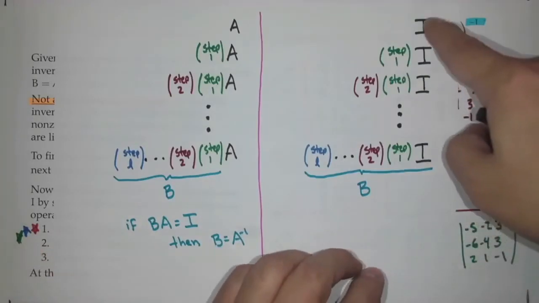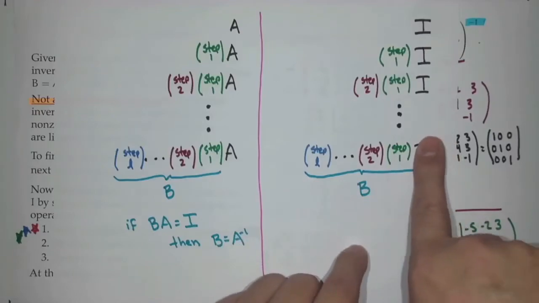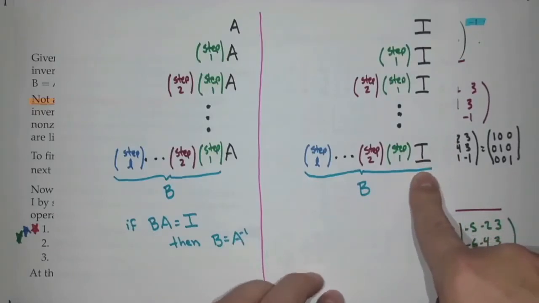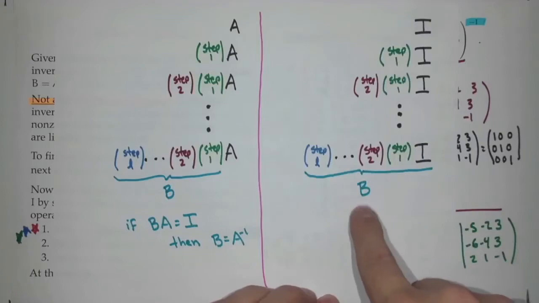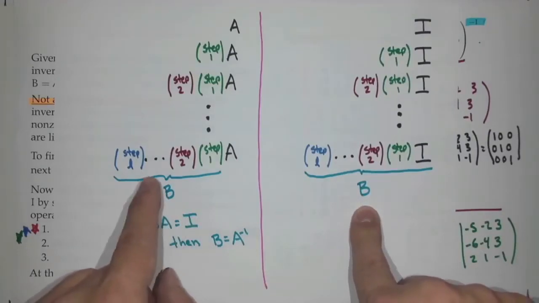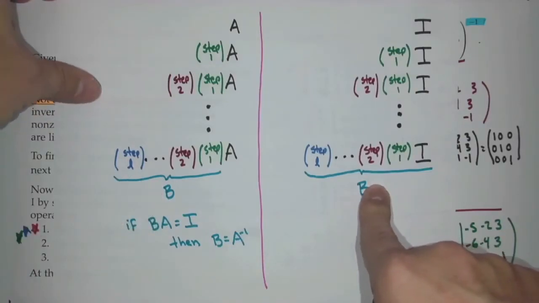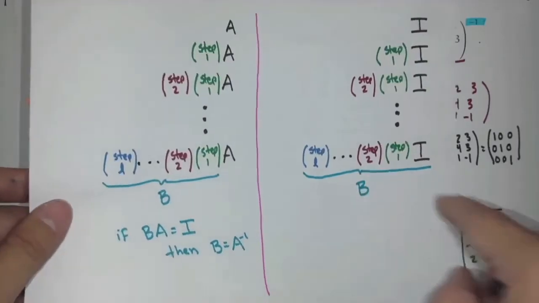But now what happened over here? Well, over here, I did the same thing. So I really have B times the identity, which means that on the right-hand side, all I had was B. So that's why when we stopped, on the left-hand side was the identity, on the right-hand side was the inverse. So that's a week of linear algebra in one slide.